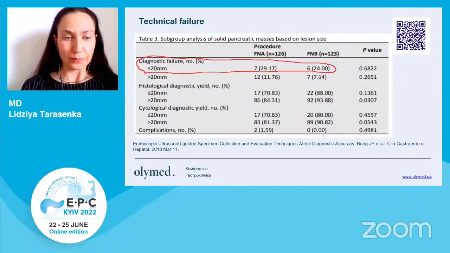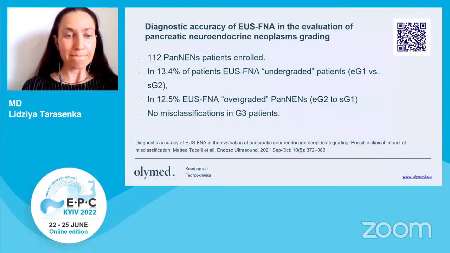There are a couple more pitfalls I'd like to mention. For example, small masses are tricky for verification. And if we look at the group of patients with masses smaller than 2 centimeters, as presented by this group of Chinese authors, we see that they report a failure rate of up to 24% with FNB needles and up to 29% with FNA needles.